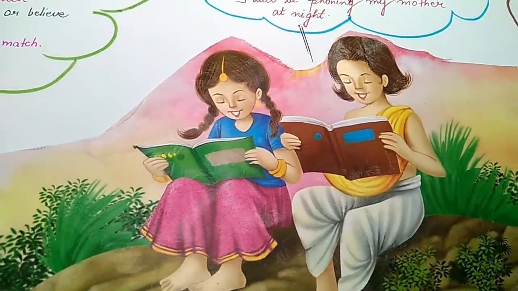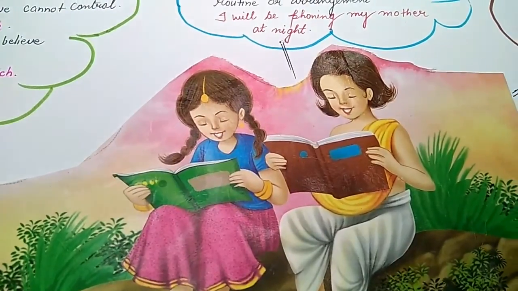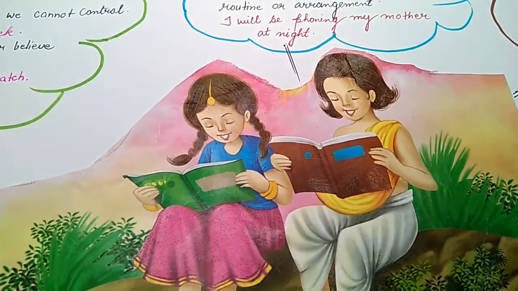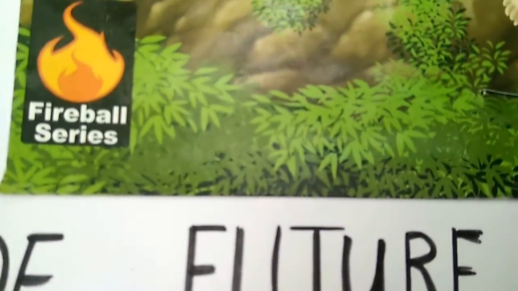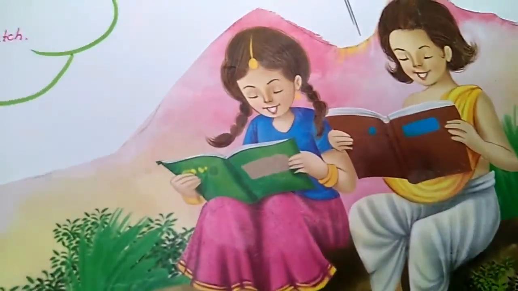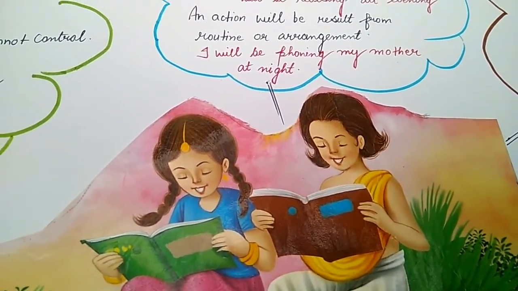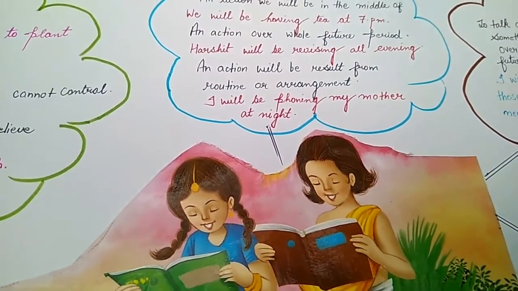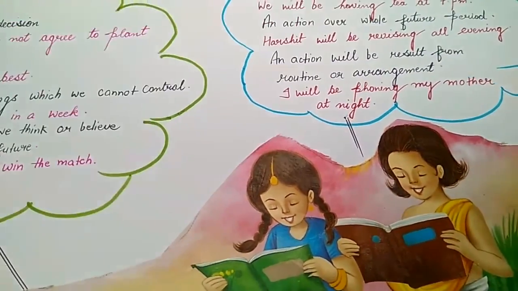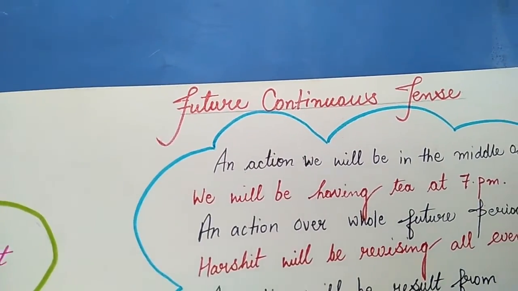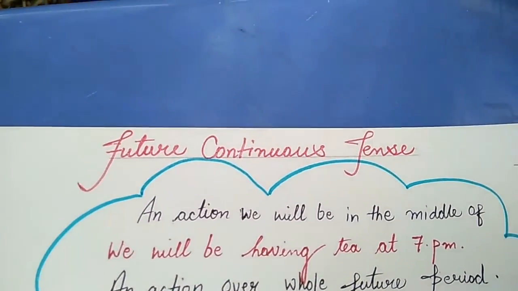In this jungle safari, we could locate 2 kids studying. What will they be talking of? The usages of future continuous tense. Oh, they are talking. Let us see what the possible usages are. So, let us listen to what the possible uses of future continuous tense could be. Here are the usages of future continuous tense.